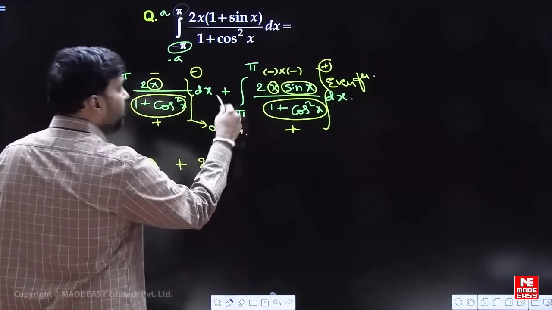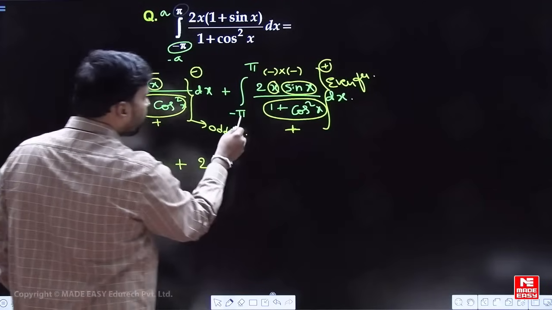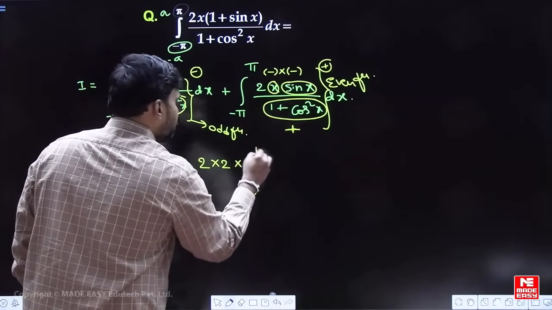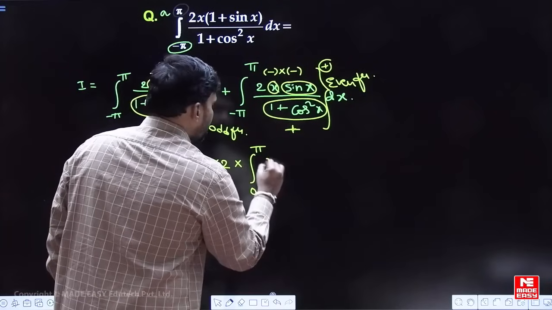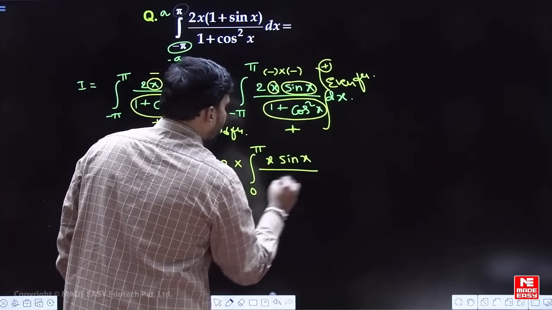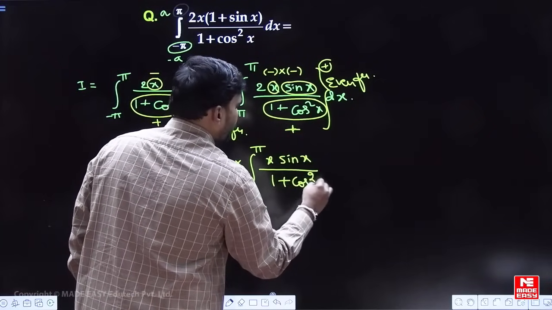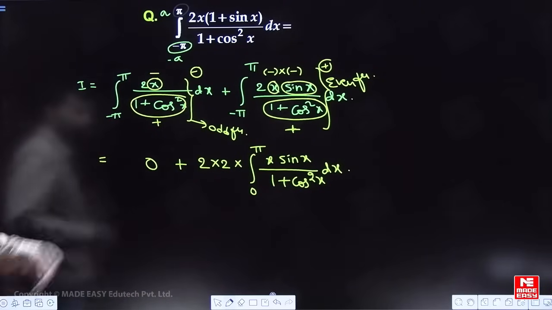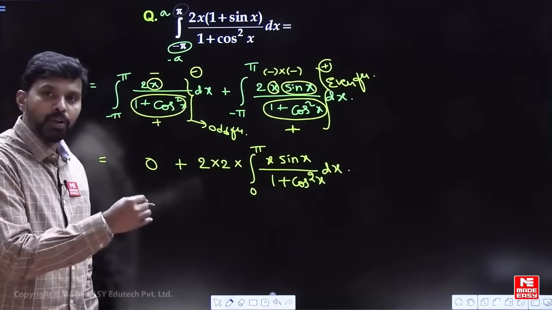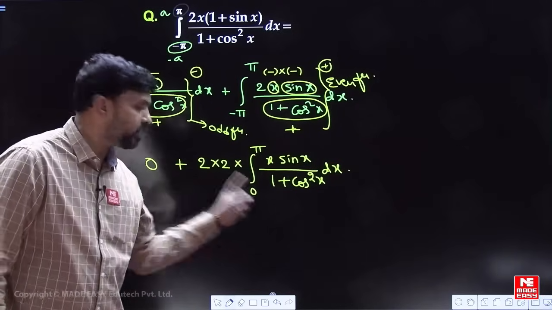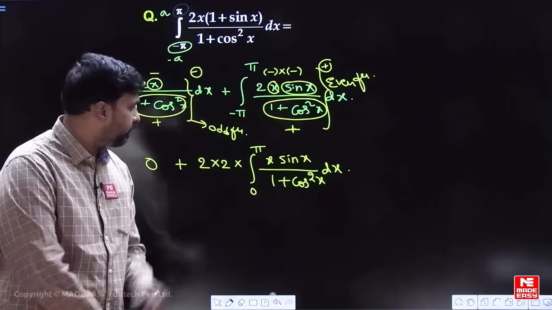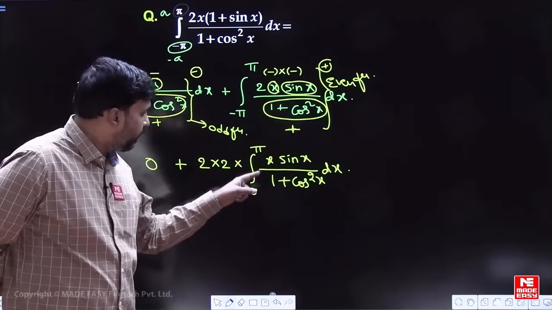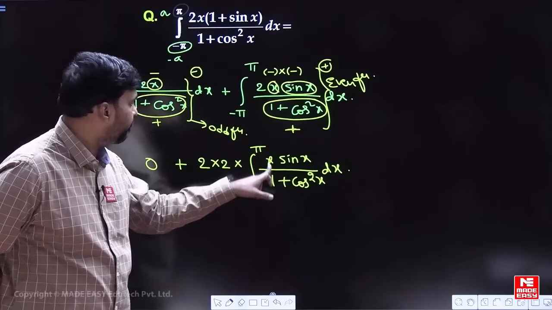So when the integrand is an even function, the integral from minus pi to pi can be written as 2 times the integral from 0 to pi of x sine x by 1 plus cos square x dx. So this is how you can write this integration. But now the point is how do you integrate this integral? Have a look once here.